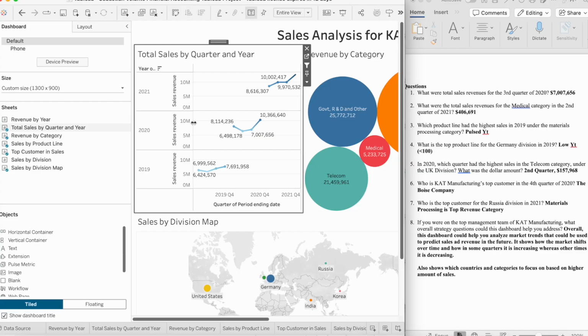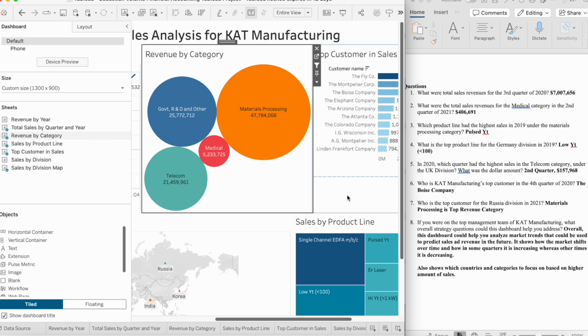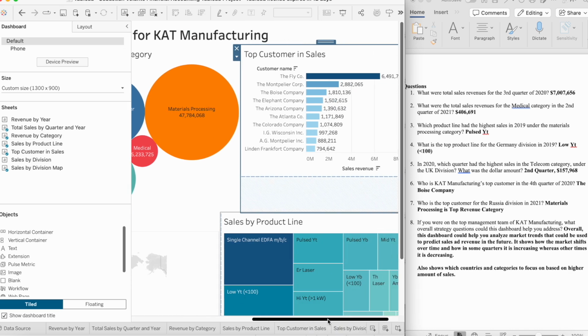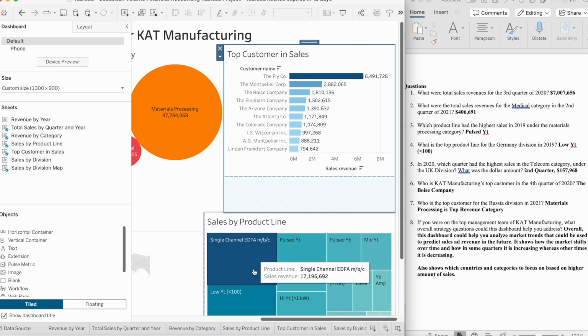So this is my interactive dashboard for the Tableau project, and you can see that it says total sales by quarter and year in that section. The next section is revenue by category. The next is customer and sales, sales by division map, and sales by product line.